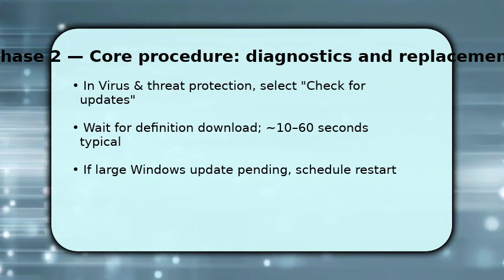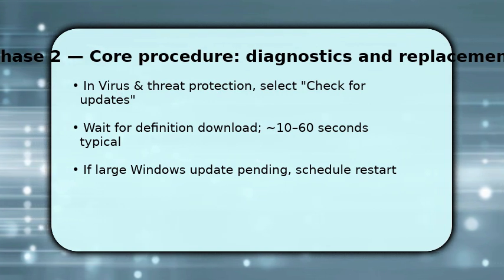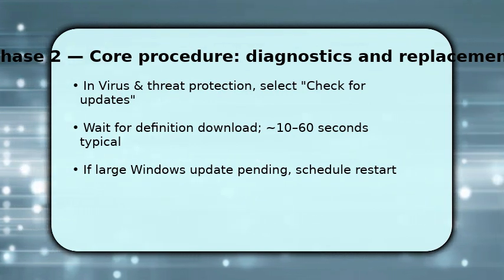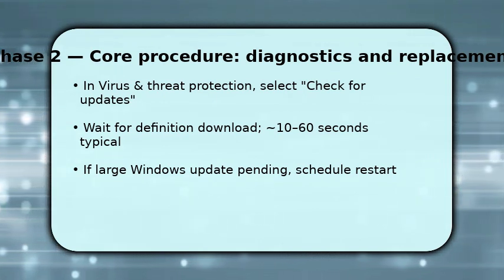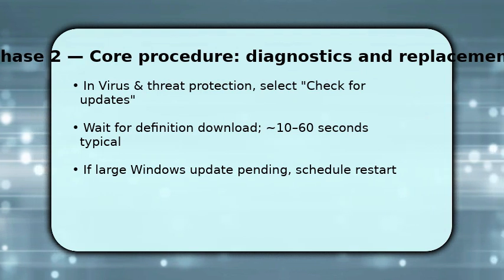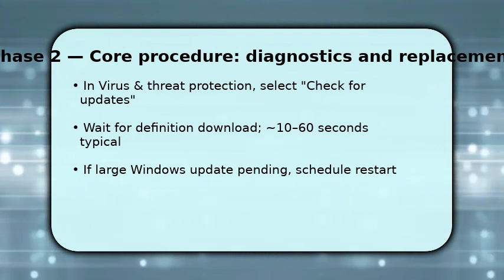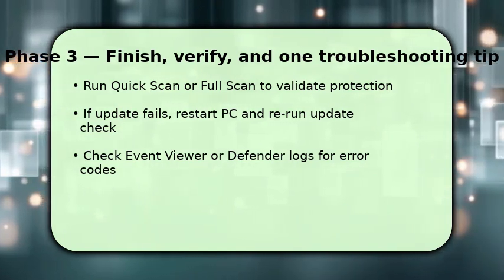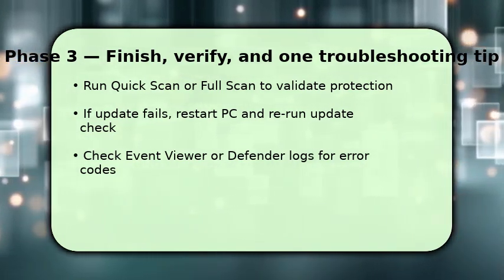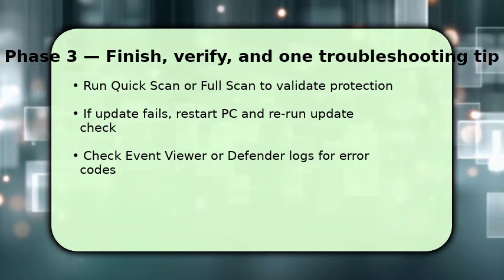While it installs, confirm no third-party AV is blocking components. Make sure Windows Update service is running. After successful apply, scan a small folder to verify definitions are active and responding to threats. Finish by running a quick scan, then optionally a full scan to confirm Defender reacts to threats. This validates the recent update.